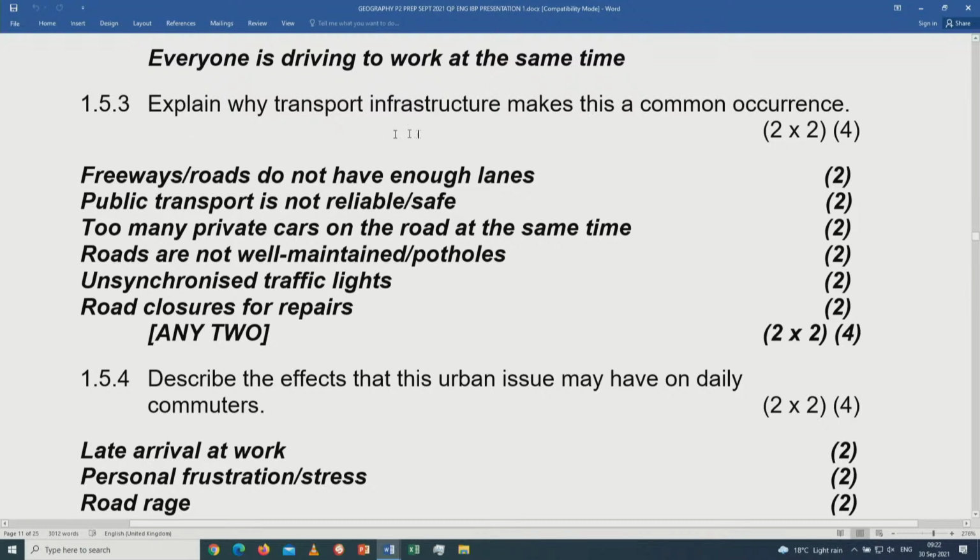The transport infrastructure that we have is such that freeways and roads do not have enough lanes. We also have public transport that is not reliable or that is not safe. We have too many private cars on the road at the same time. Roads are not well maintained, or we have potholes. We have unsynchronized traffic lights. We have road closures for repairs. So that is the explanation of why this is a common occurrence. And you only consider any 2 out of all this, and you allocate 4 marks for that. Okay.